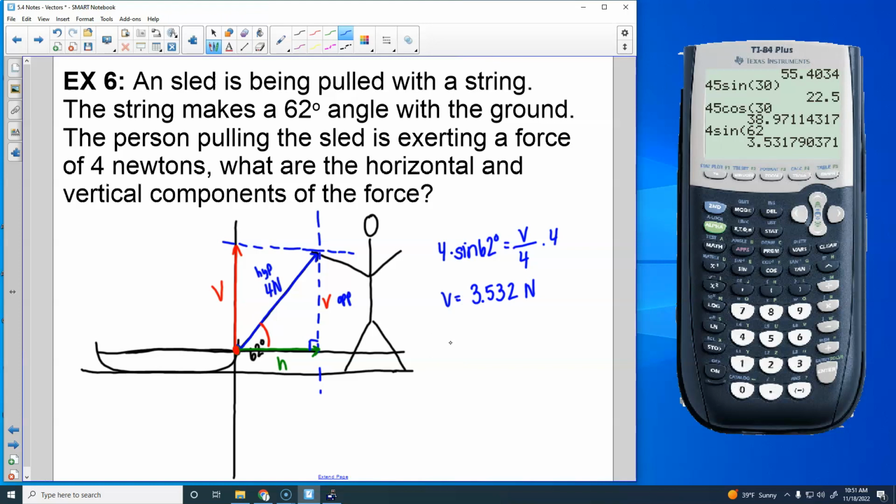Then Luke, if we were wanting to find the horizontal component, how would we set it up? You do cosine 62 equals adjacent. Okay, adjacent, which is our H over 4. We will multiply both sides by 4. 4 cosine 62 is going to give us 1.878, as Luke said.